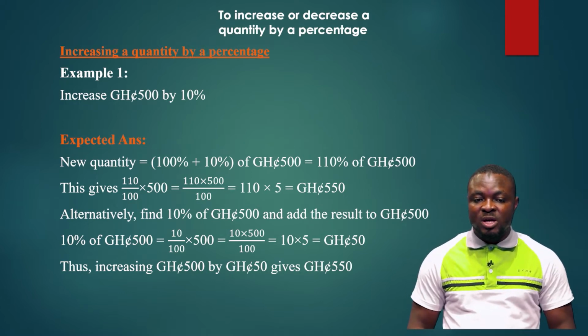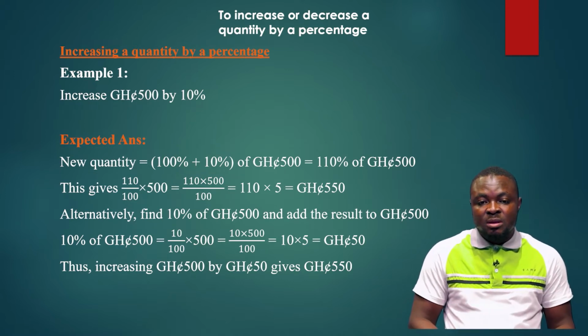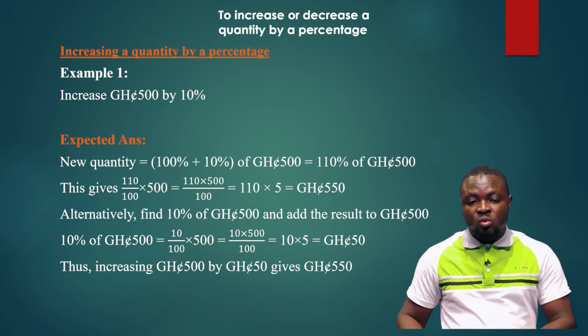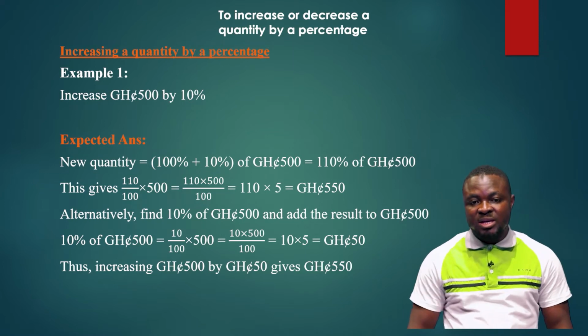That gives us the new value. Alternatively, as I said, you can also take 10% of 500, whatever value or result you obtain, then you add that to the original value, which is 500. So let's try that as well.